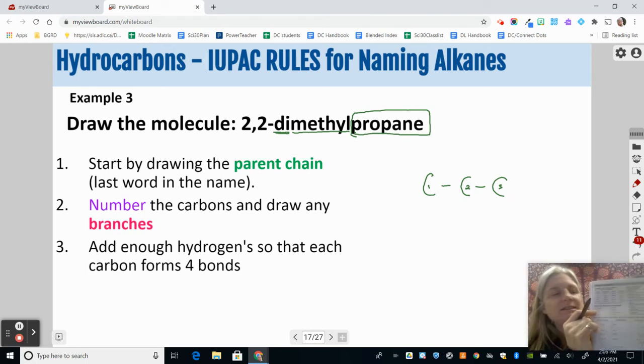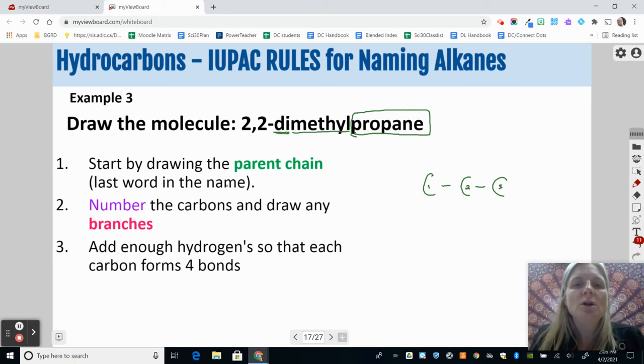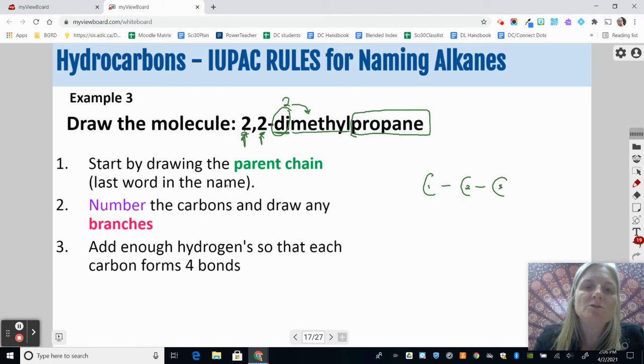Okay, so that tells me that there are 2 methyl groups. Where are these methyl groups? Well, that's what these numbers tell us. Both of these methyl groups, it looks like, are on carbon 2. So one methyl on carbon 2 and another methyl on carbon 2.